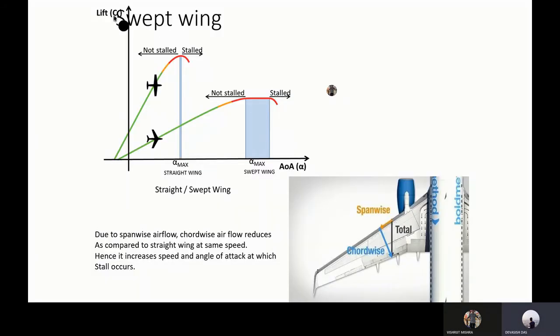Here we have plotted a graph between lift and angle of attack, and we have considered two planes, one with a straight wing and another with a swept wing. Here you can observe that the aircraft with a swept wing gives us a higher stall angle, but it also gives less lift than the plane with the straight wing.